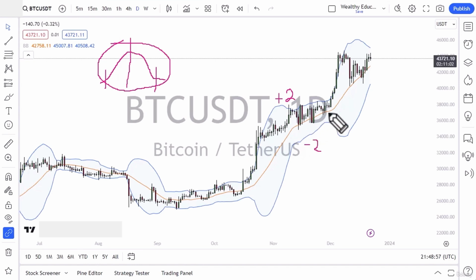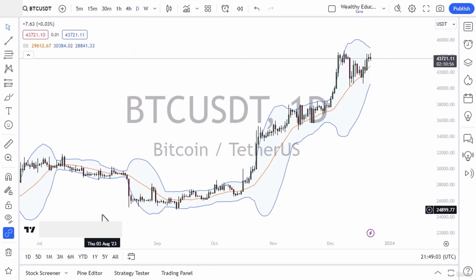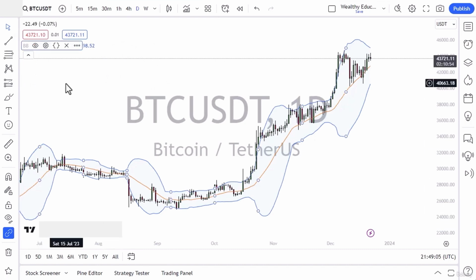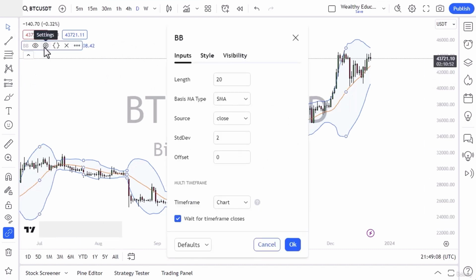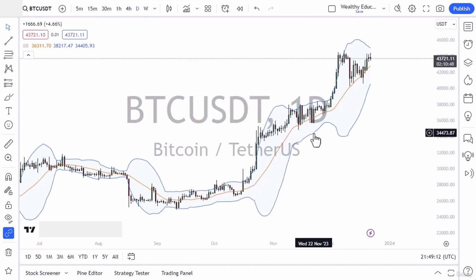The middle line is actually a 20 moving average. And you can change that. You can pull this up. The 20 simple moving average, very common indicator to use. That's considered to be normal. 2 standard deviations in both ways tells you when we may be overbought or oversold.